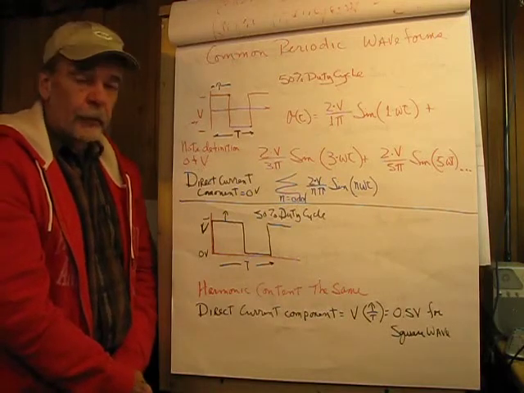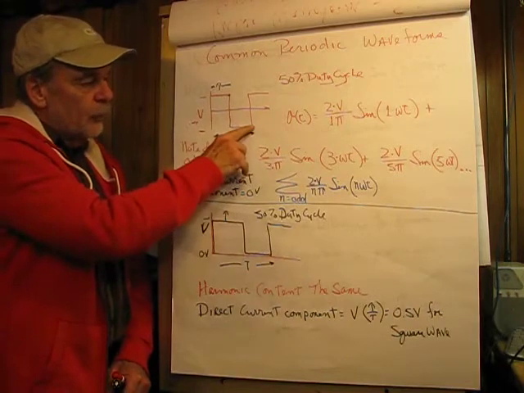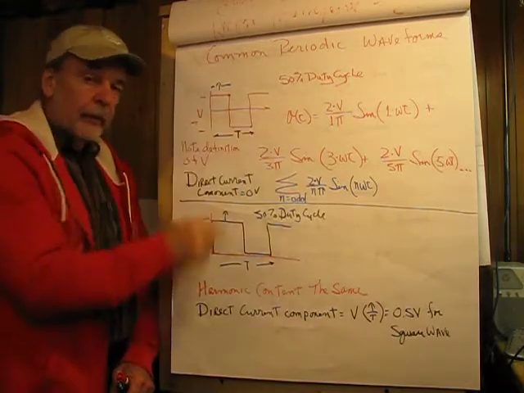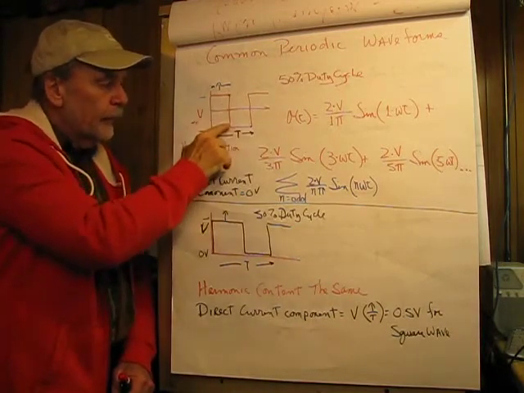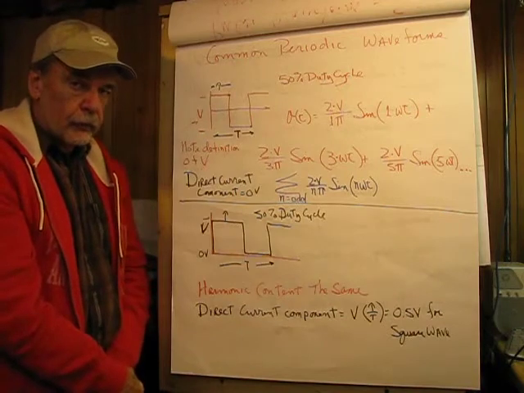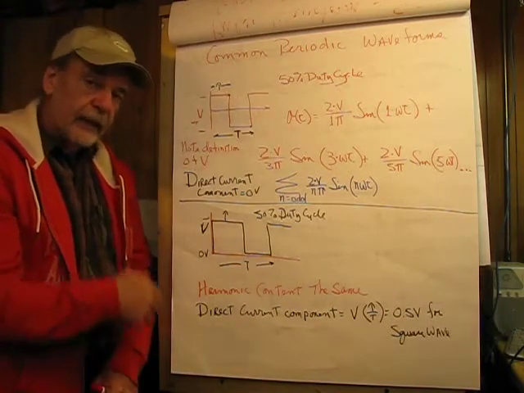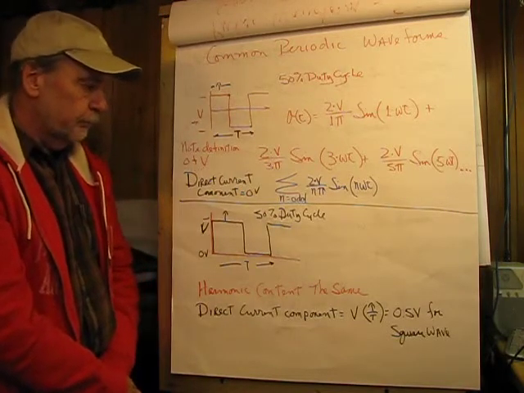It can't happen in the real world. And when I say rise and fall time, rise time would be the time it takes to go from 10% to 90%, and fall time would be the time it takes to go from 90% down to 10%. So these are going to be numbers that are greater than 0, which means that we're not going to have an infinite number of harmonics in a real world signal.